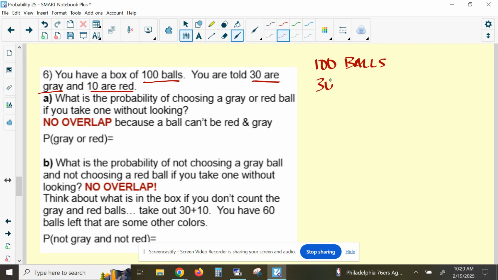I've got 30 gray and 10 red. That's what I've got, yeah? So, what's missing? I got 60 other balls. Do I know what color they are? No. So let's just put 60. We don't know. There's some other color. We know they're not red and gray though. Just some other random color, yeah?